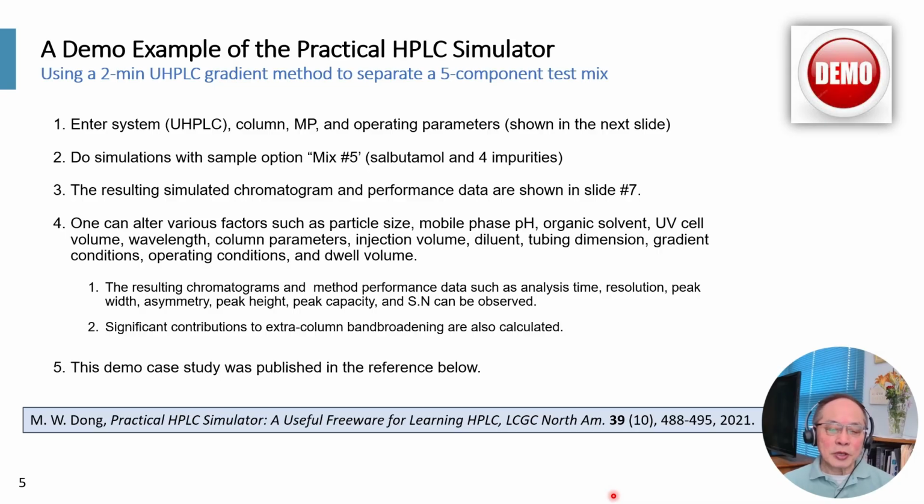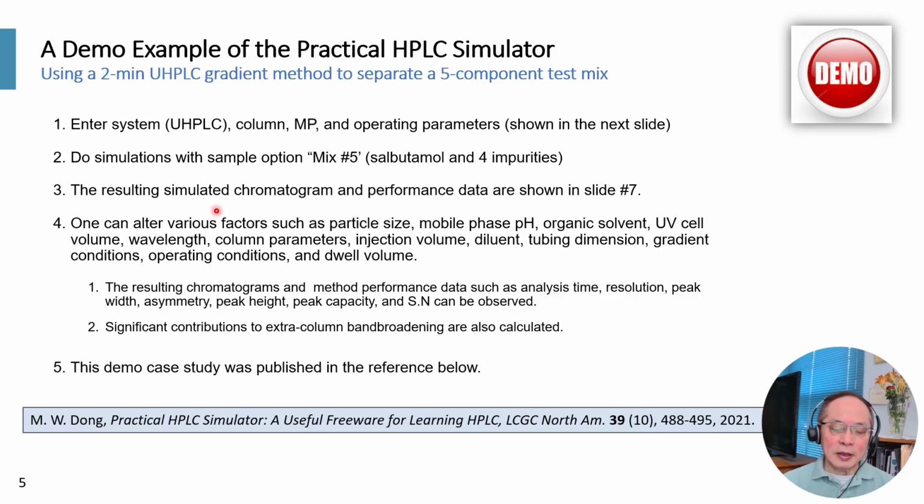Here is a little description of this demo example. We are using a generic gradient under UHPLC gradient conditions to separate a component test mixture. First we enter the parameters, so you get familiar with them if you're a beginner. There are very complex parameters such as column dimensions, particle size, and mobile phase. All these different parameters will be shown in the next slide.